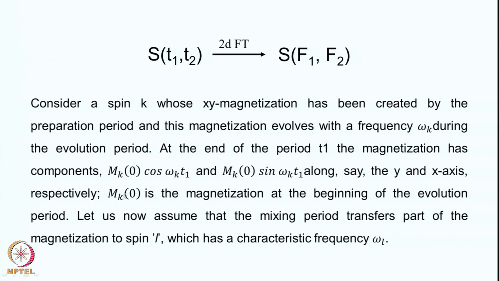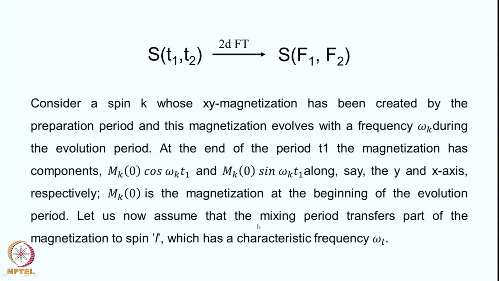So we will have these components mk0 cosine omega k T1 and mk0 sine omega k T1 along, let us say, the y and the x axis, because these will be the two components. Mk0 is the magnetization at the beginning of the evolution period.